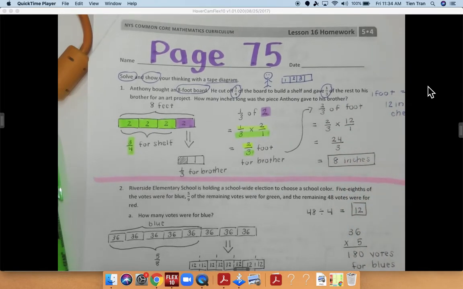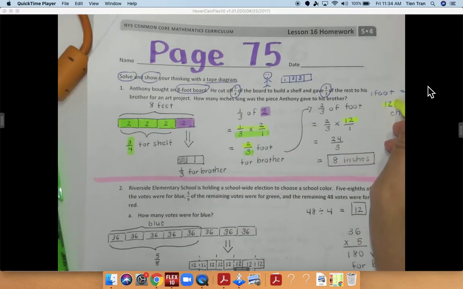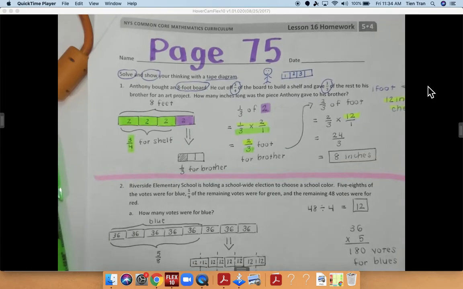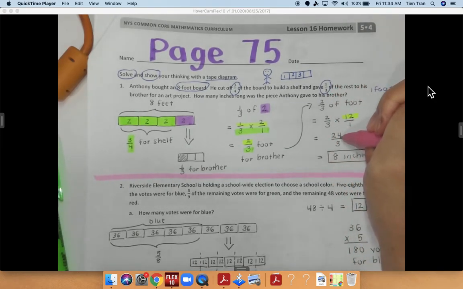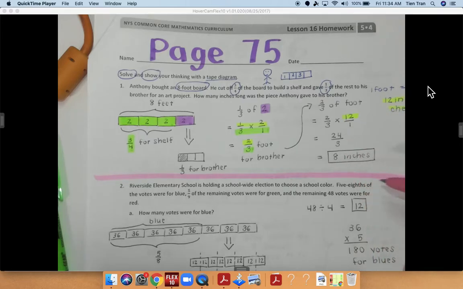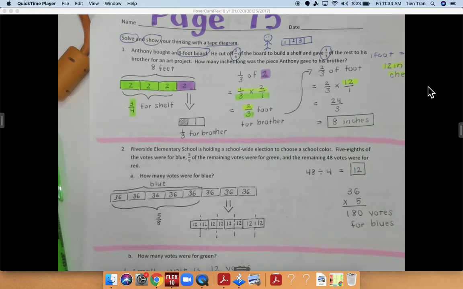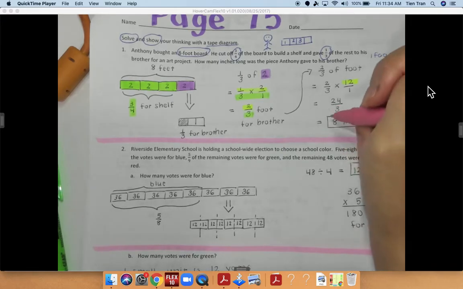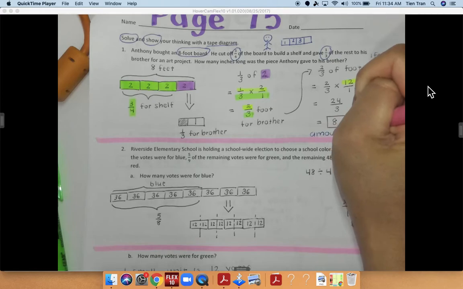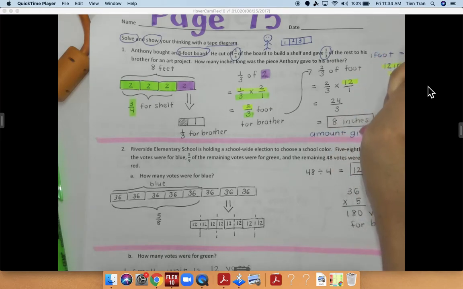So 2/3 times 12. Where am I getting the number 12 from? It comes from 12 inches. 2 times 12 is equal to 24. 3 times 1 is 3. So 24 divided by 3 is equal to 8 inches, and that is your final answer. That's how much he is going to give to his brother. Amount given to brother.